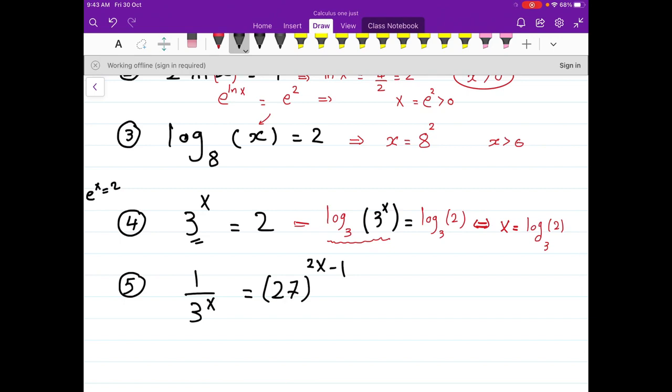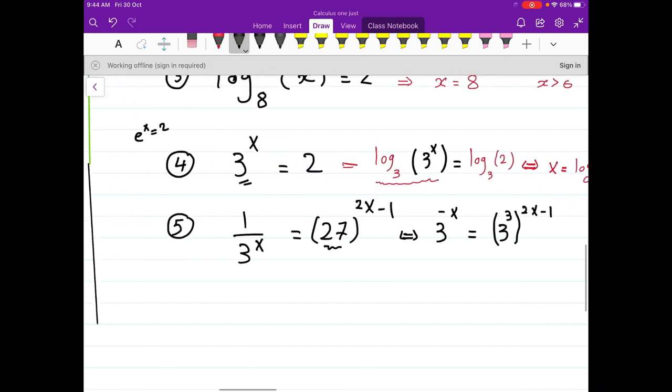Solve this equation. The bases are different, so we can write this equation in the form 3 to the power minus x equal 27 to the power 2x minus 1, which is equivalent to 3 to the power minus x equal, we multiply 3 by 2x minus 1, 3 to the power 6x minus 3. Now the bases are equal, so the exponents are equal.